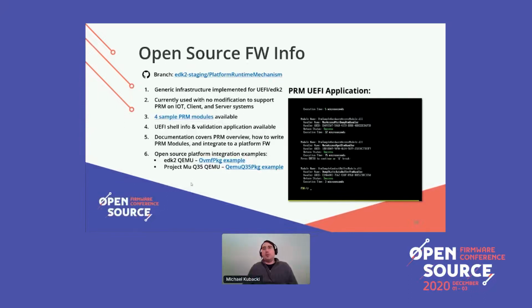Finally, this has been ported to many different platforms. It's been ported to QEMU, using the OVMF package. There's a link here to an OVMF fork that does that. It's been ported to the open source project Mu Q35 QEMU package as well. It's been ported to Hyper-V, for example, and many other virtual machines for testing. These are the two main publicly available open source places you can go to test PRM and get working examples up and going.